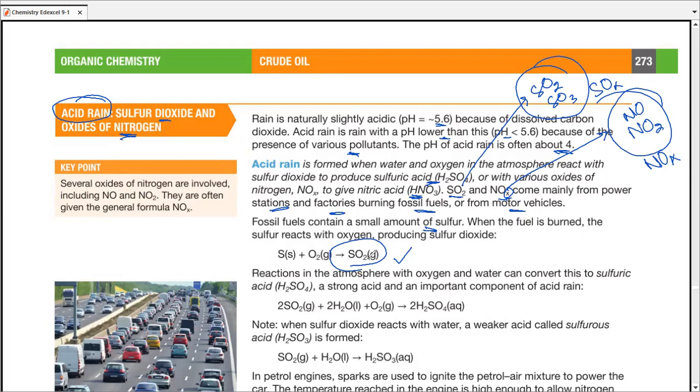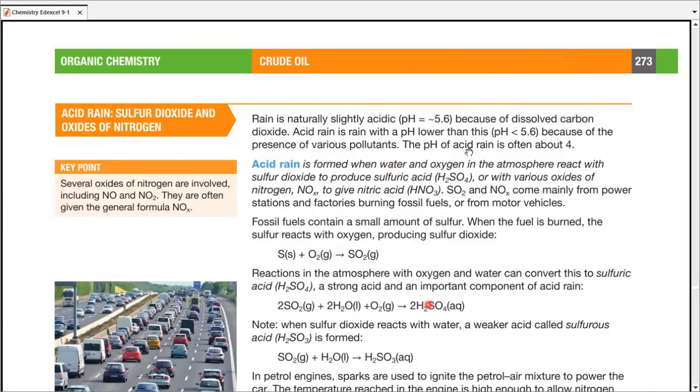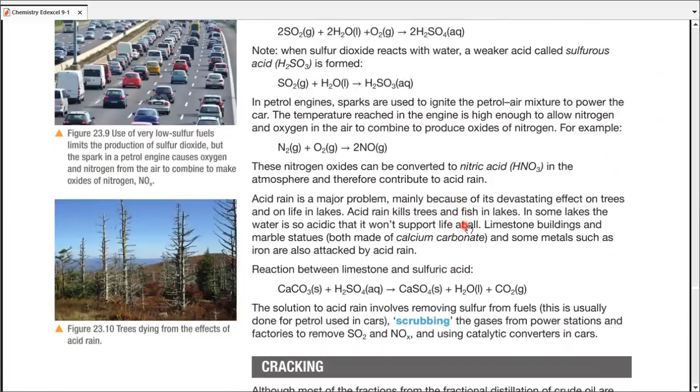Now, in the atmosphere, this sulfur dioxide reacts with water, this reacts with oxygen, and is converted into sulfuric acid. This is an important component of acid rain. Actually, the most problematic component of the acid rain as well. When sulfur dioxide reacts with water, a weaker acid, sulfurous acid, comes into being. So whether a weaker acid forms or whether a stronger acid forms, they are both acidic, so they're both posing a problem. Whether little or big, that's not the discussion. The discussion is they are both acidic and posing a problem.